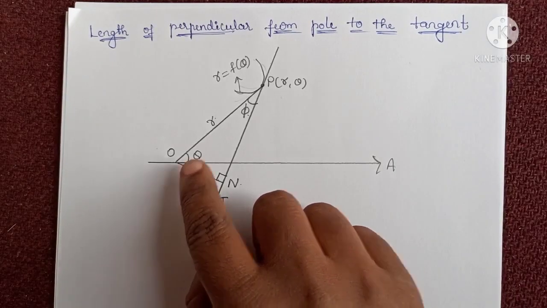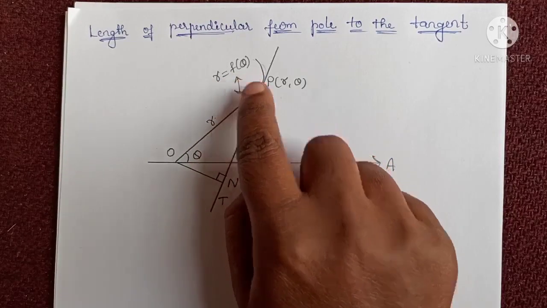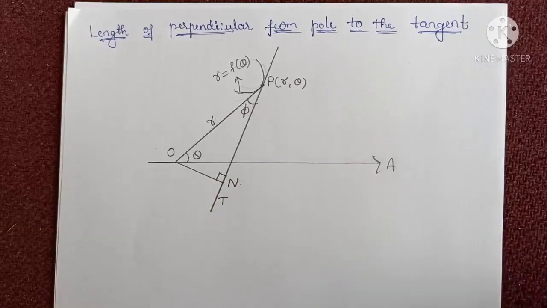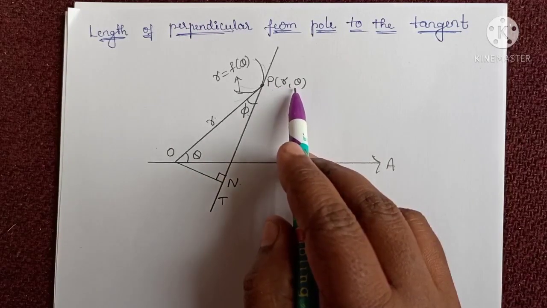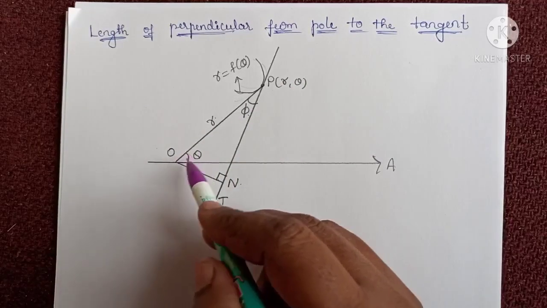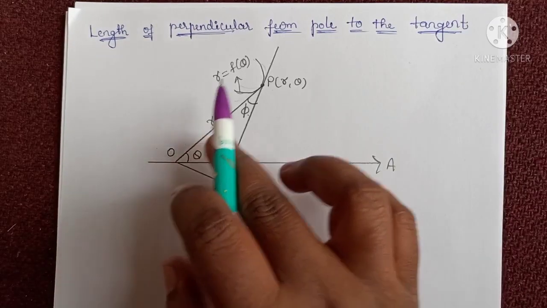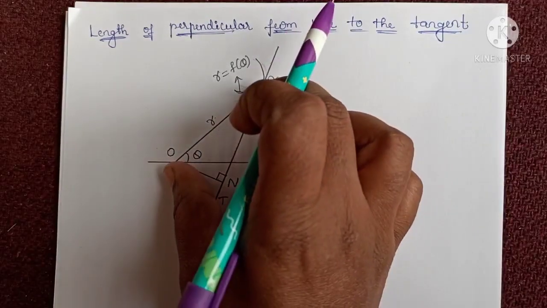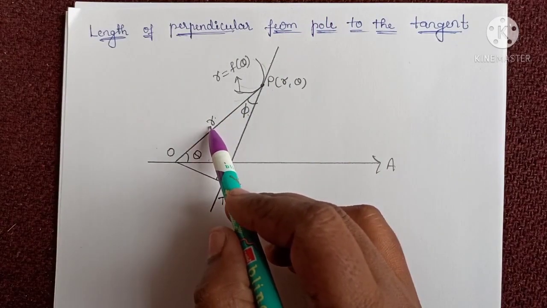So here we have considered a curve whose equation is r equals f of theta. Let P be any point on this curve. So P is given by (r, theta) in terms of polar coordinates. Now here O is the pole. From the pole to this point P, this distance is known as the radius vector and is denoted by r.